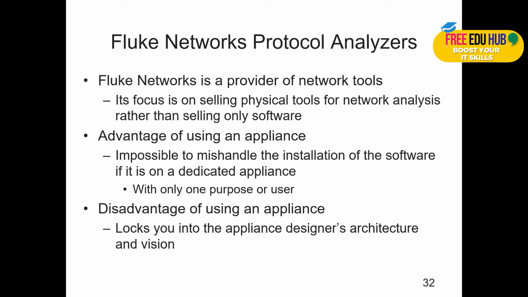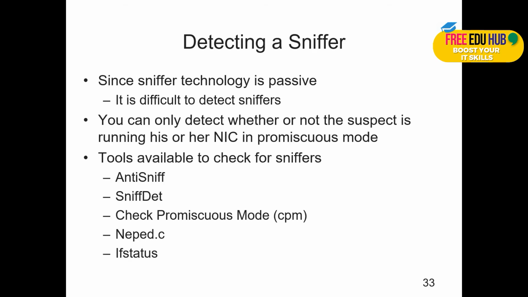We have a small device. It helps us in identifying and locating the cables. Otherwise, it's really difficult to locate a cable, especially if there is no labeling on the cables itself. The advantage of using an appliance, they have an appliance for Fluke Networks as well, is that it's impossible to mishandle the installation of the software. It is a dedicated appliance, but not used that much because you are relying on one thing, and for the rest of the protocols which you need to analyze it would be difficult. It locks you to an appliance designer's architecture and vision, so you cannot do lots of other things.